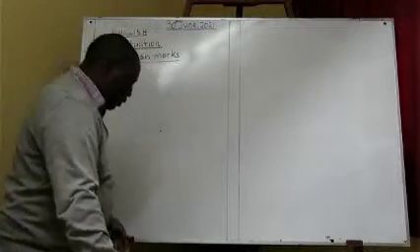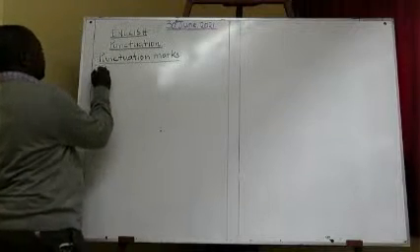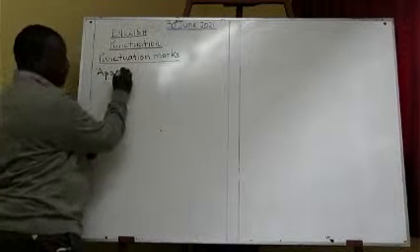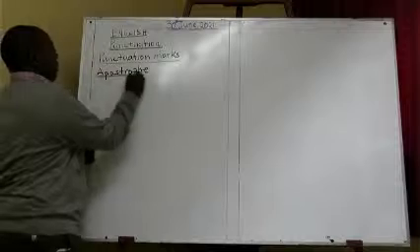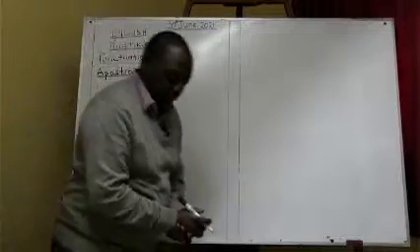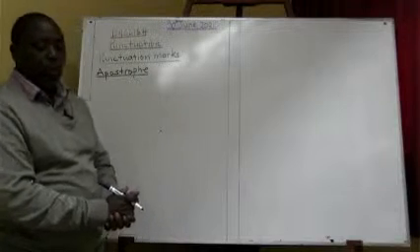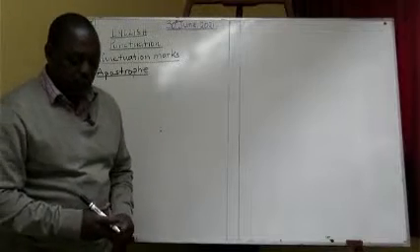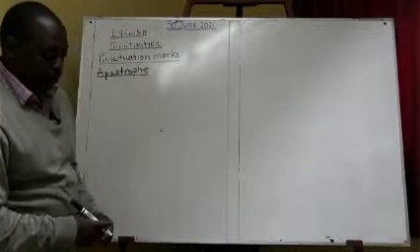So today we're going to look at the apostrophe. So what is an apostrophe? An apostrophe is used with S to show who something belongs to.